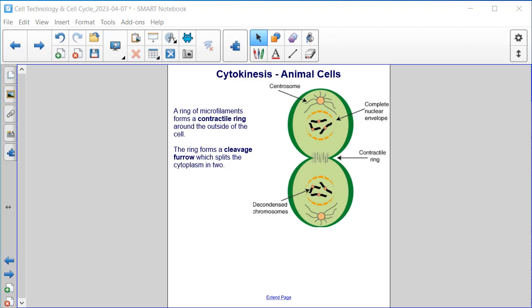Cytokinesis in animal cells. First, a ring of microfilaments forms a contractile ring around the outside of the cell. The ring forms a cleavage furrow, which splits the cytoplasm in two, and you can see that beginning to form here.